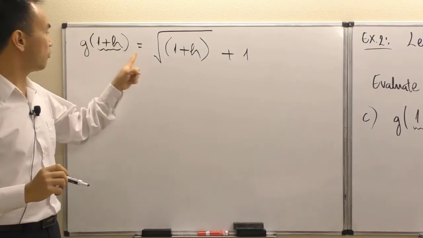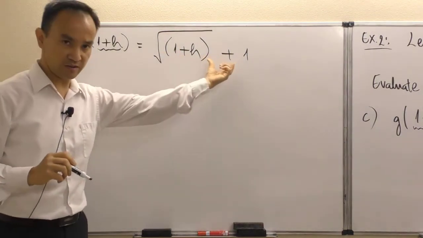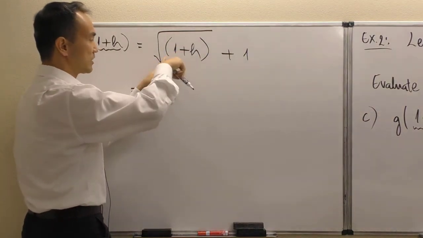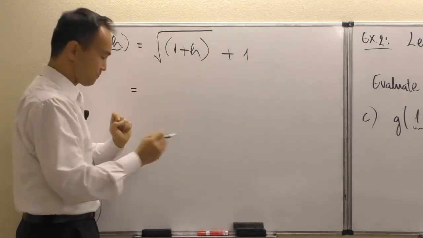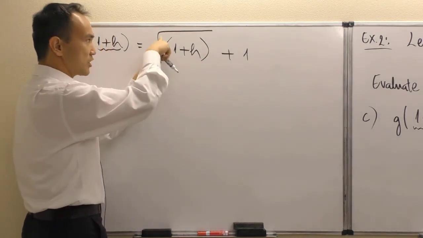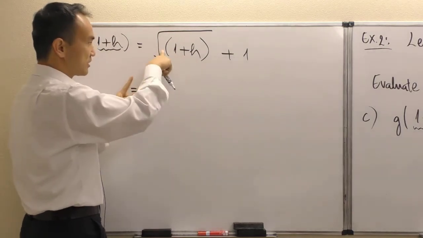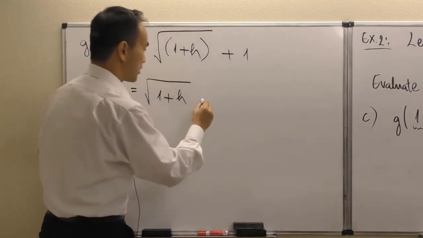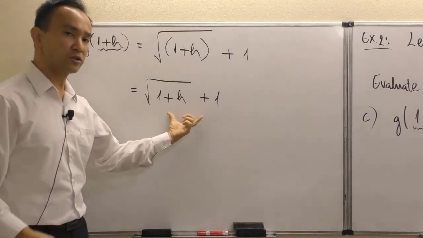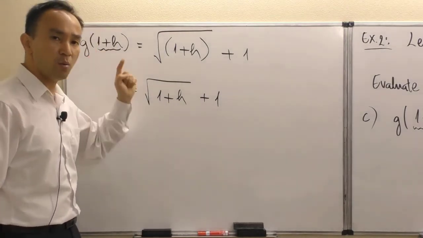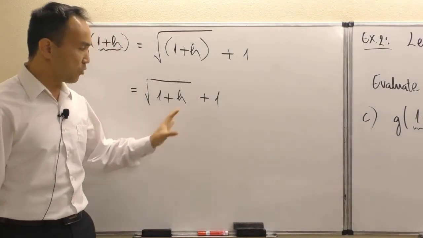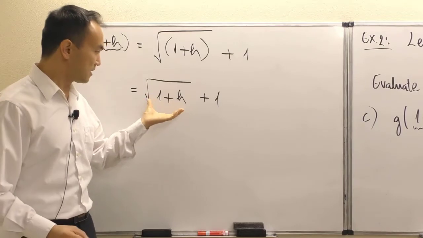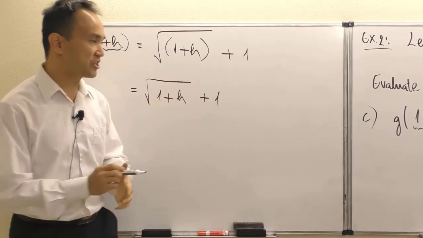All right, so g of 1 plus h is the square root of this input, plus 1. And now, inside the square root, we can simply take away the parentheses here. The sign in front of the parentheses, still inside the square root, is a positive sign, so we can take it away without worrying about sign change. And so this is my final simplified expression of g of 1 plus h. Now I am going to bring this into my other board, as the next step, the final work for my g of 1 plus h.